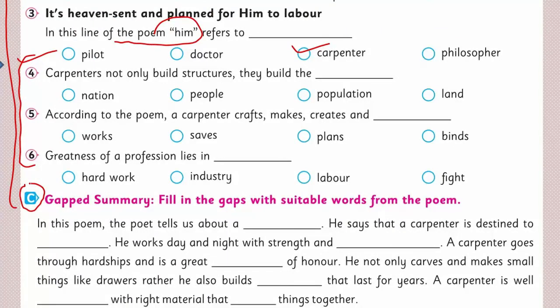Now look at the C section. Gap summary, fill in the gaps with suitable words from the poem. We have discussed the poem and also I summarized the poem for you. So what you need to do? Just give it a read. Read the theme again and you have to fill the gaps with the suitable words. In this one the poet tells us about what? About a, yes, this is about a carpenter.